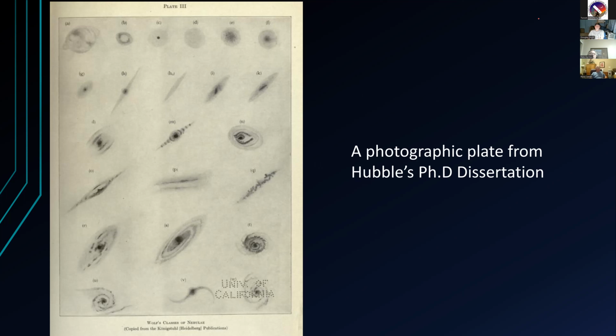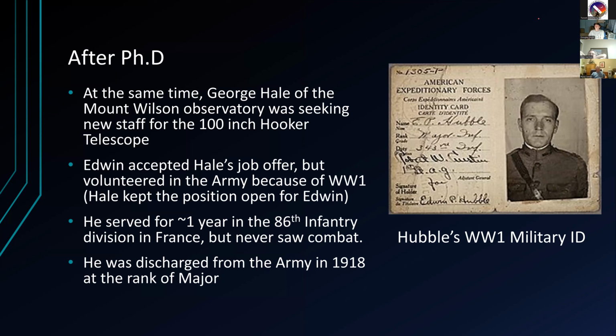So in the process of working on his PhD, he was kind of in a rush to complete it. George Hale of Mount Wilson, around the beginning of 1917, was looking for new staff for the 100-inch Hooker telescope, which was just completed at the time. And so Hubble was in a rush to finish his PhD dissertation in order to accept a position at the observatory.